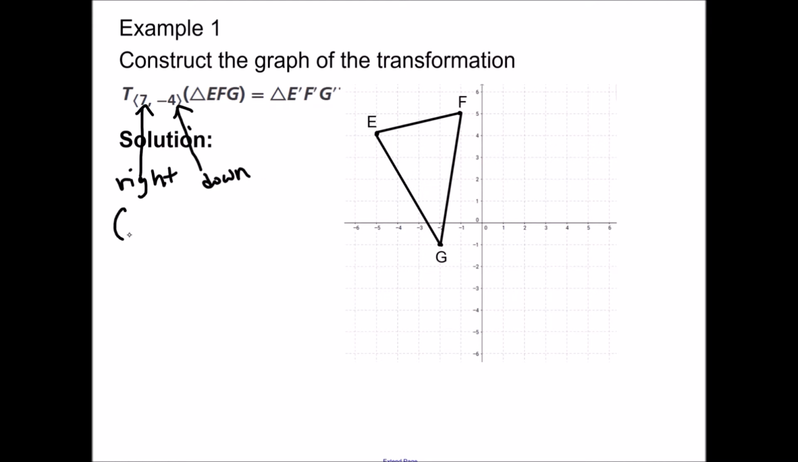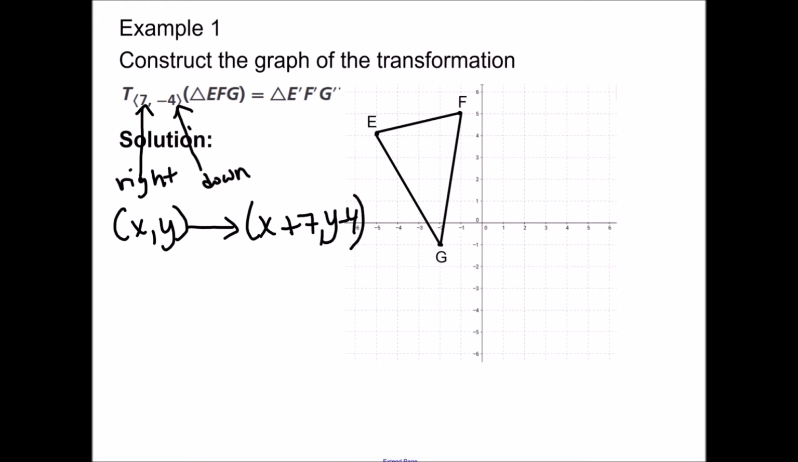Another way of saying that is you're taking (x, y) and transforming it so that you take the X coordinate and add 7 to it, and take the Y coordinate and subtract 4 from it. That's another way of representing that.